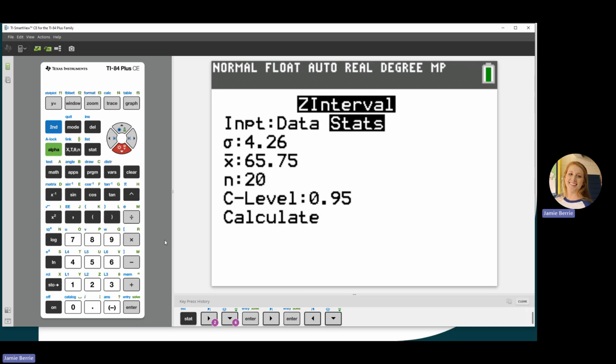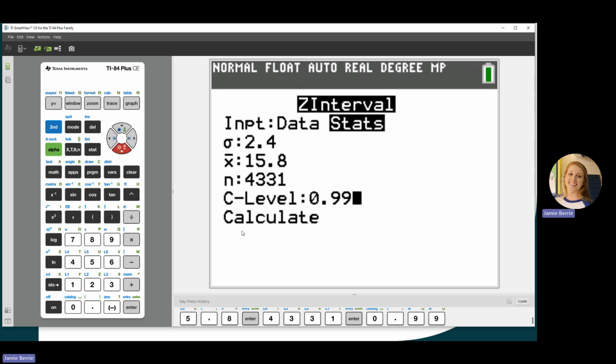All right, so population standard deviation, they told us that was 2.4. The sample mean, they told us was 15.8. Sample size was very large. It was 4331. And then confidence level was 0.99. All right, so go down to calculate. And I think you'll notice that this interval is much wider. So last time we went from 63 inches to 67 inches. So that was only 4 inches that confidence interval spanned. I think you'll find that this one spans an even larger range of numbers. All right, so I'm going to hit enter.